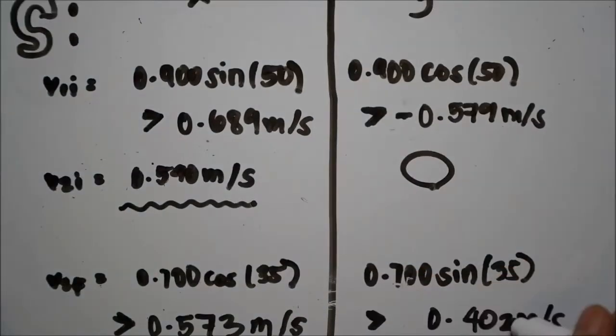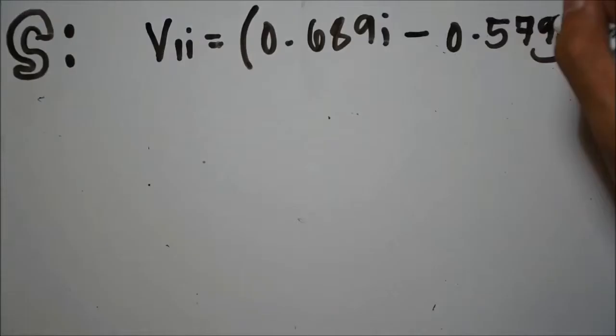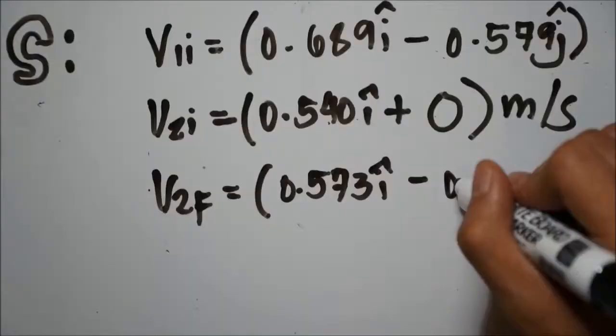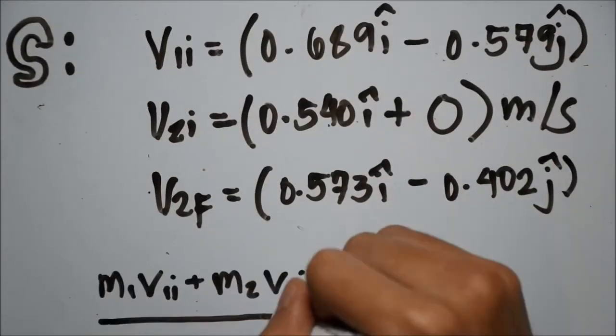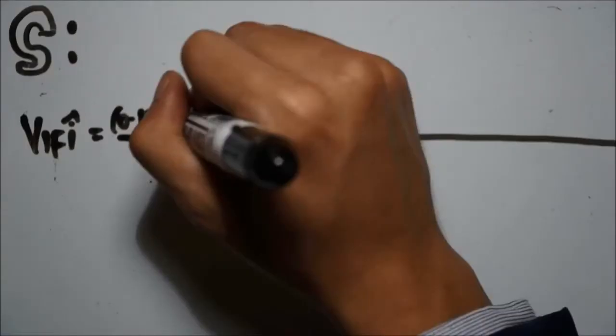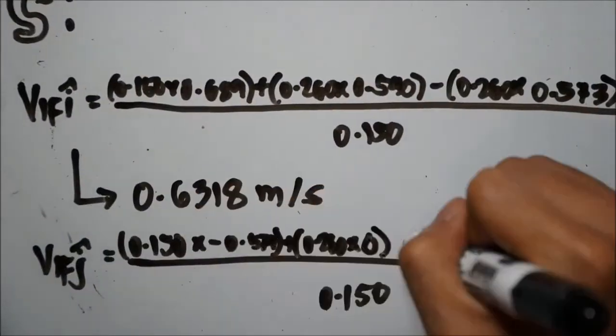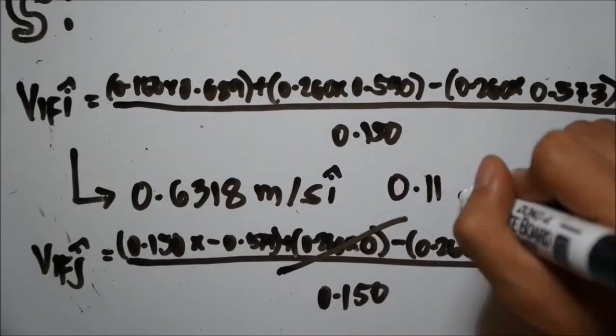Once you've done that, this will help us determine our vector notation for both x and y components. So we just write that down, and this is what you should get. Once you've done so, we will then substitute it into our main formula, which should give you this. And once expanded, it will give you this for your j hat.